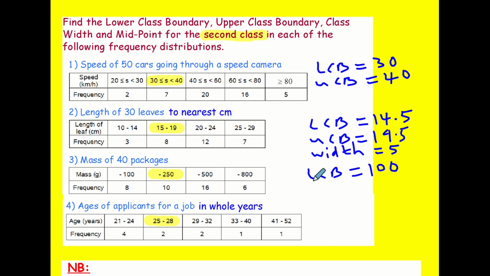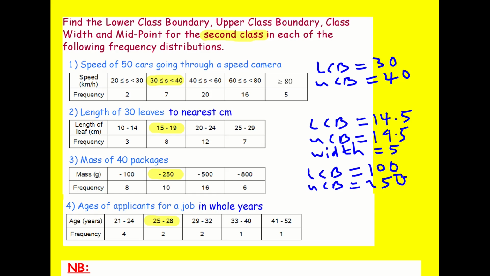Okay, it can. If it was exactly 100, you might get away with posting it at that, but we still call that the lower class boundary. And the upper class boundary is going to be 250. And this one here is going to be anything between 0 and 100. So I hope you're happy with that. And then you can work out the width, okay?